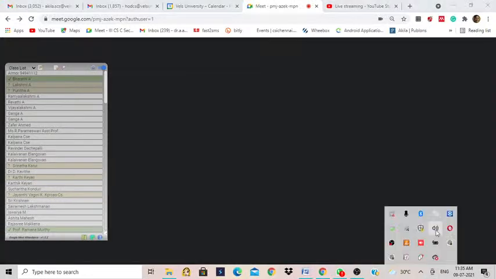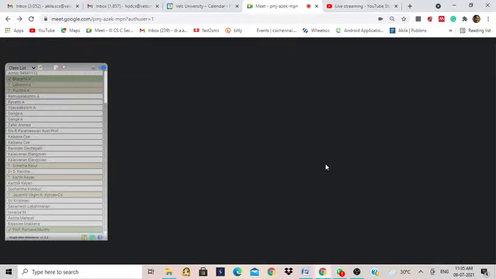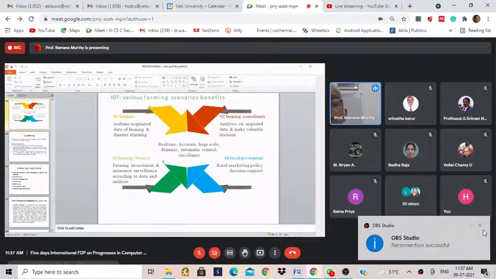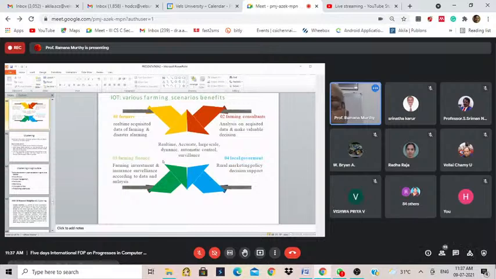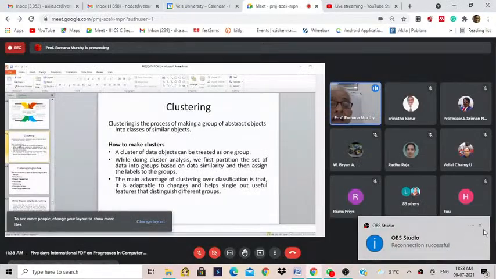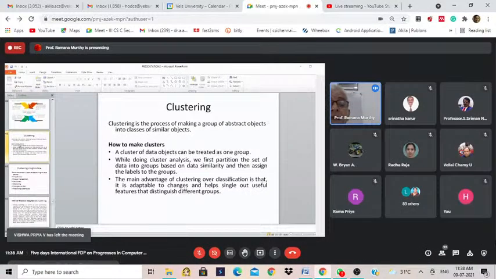From a service point of view, it is basically to design a system for doing all these things, exercise data and make valuable decisions. In cluster analysis, we first partition the set of data into groups based on data similarity, and then assign labels to the groups.